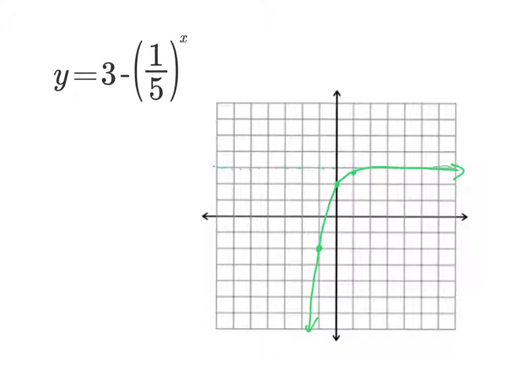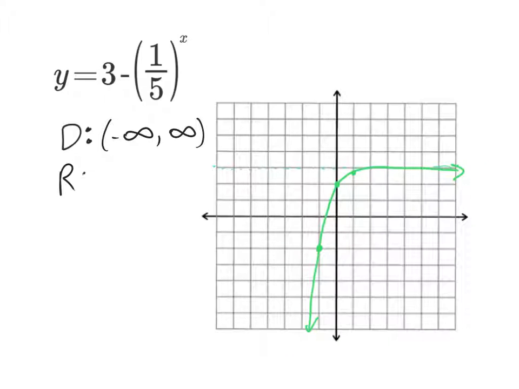Now we're going to state the domain and range. Well, the domain of this function, if you look at it, is going to be everything, because this goes on forever, which means it's going to keep going this way. So the domain is going to be negative infinity to infinity.